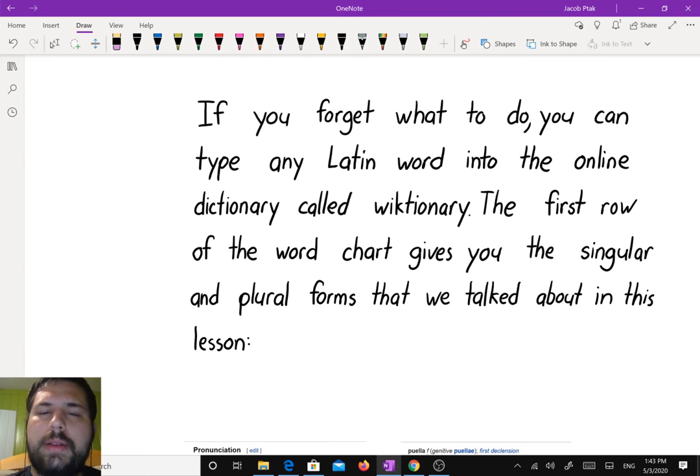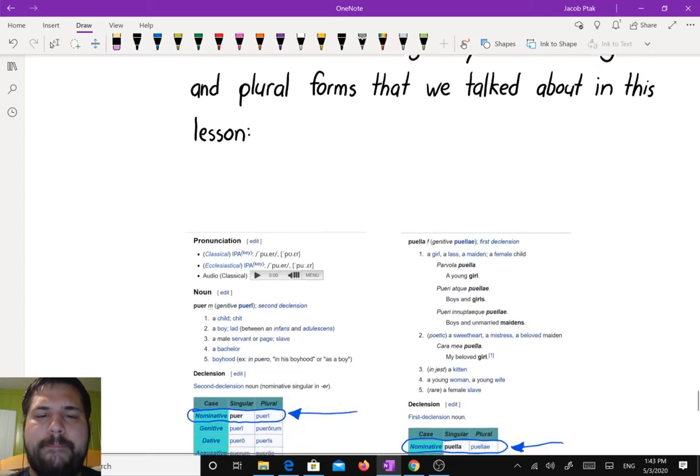There was a lesson on this. That was our second lesson we did in our online class. Make sure you've done that. Even if you haven't done it already, make sure you've done it. It shows you how to use the dictionary.